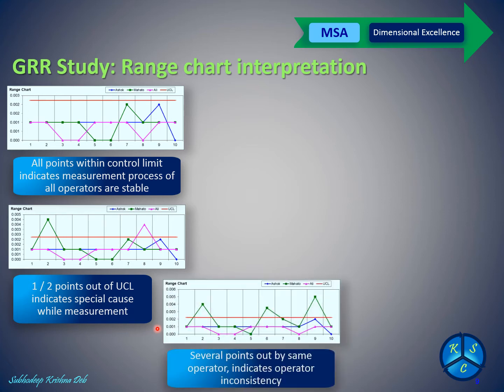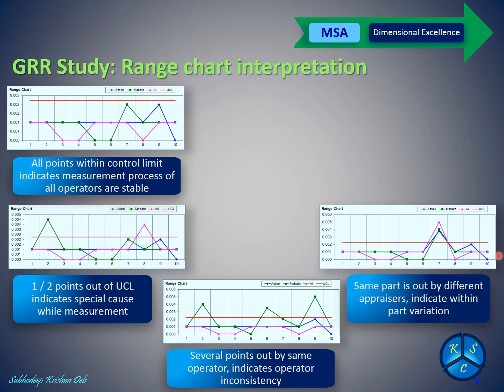Now in the third case, we see several points of one appraiser out. Mahato is the green in this case. So there are 3 points out of 10 which are observed out of the control limit. This indicates operator inconsistency. Okay, the operator's process is not consistent.